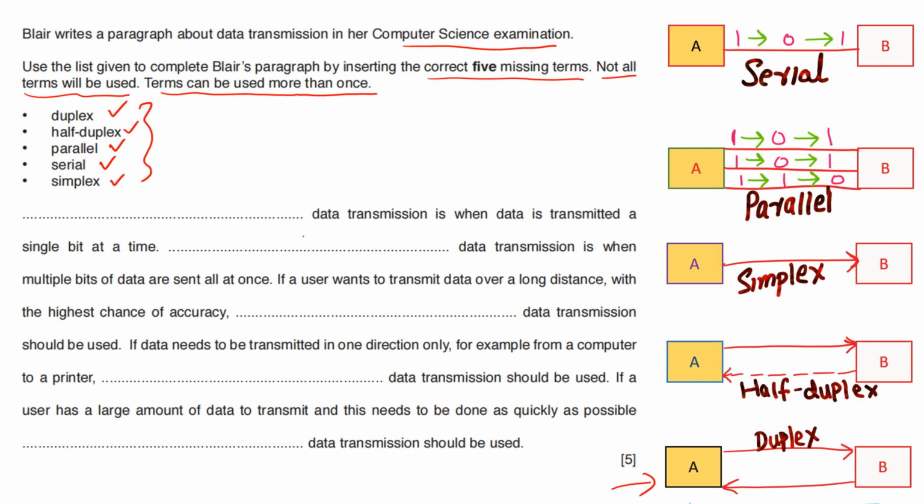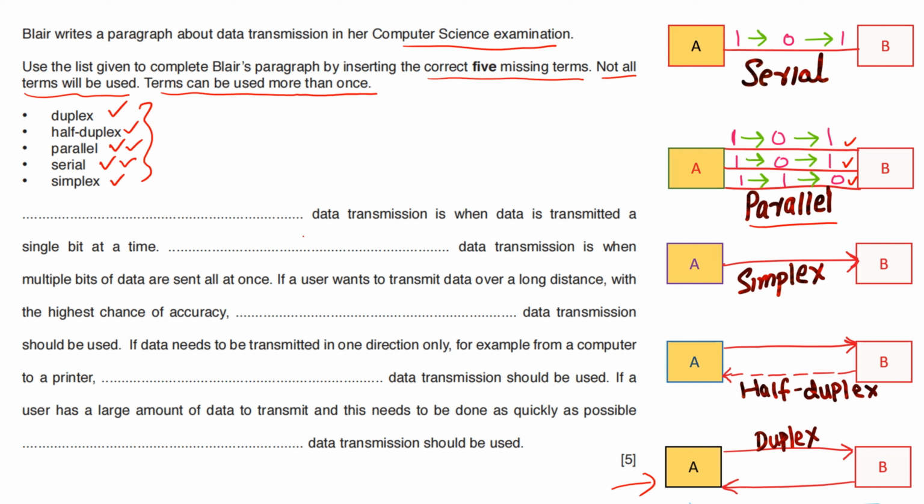Next is parallel. What is parallel? Parallel is a type of data transmission which uses multiple channels to transmit the data, and multiple bits can be sent from A to B or B to A. So you can see here is the example of parallel. In parallel, we use multiple channels or multiple wires, and multiple bits can be sent at the same time.